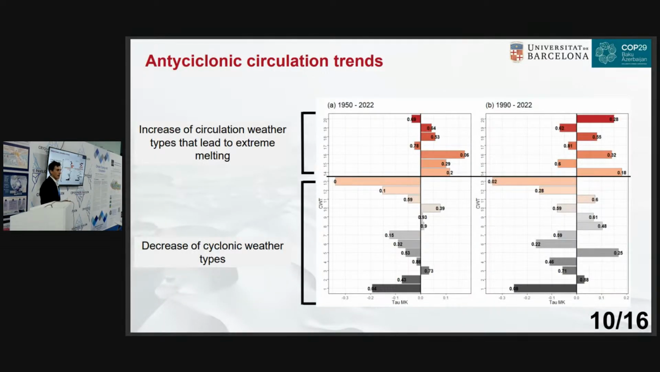If we look at the evolution of cyclonic and anticyclonic weather types, we find that there's an increase of anticyclonic weather types, especially from the 90s to the present, and also a decrease of cyclonic weather types.